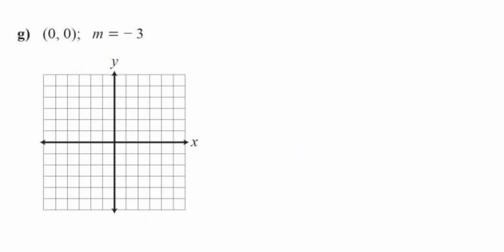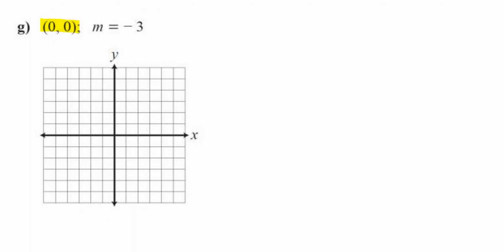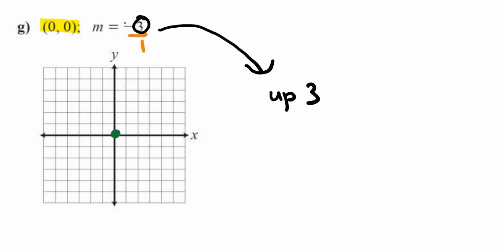Okay, so move on to letter G here. My starting point is 0, 0, so that's right at the origin. And my slope is -3, so that's really -3 over 1. If I go ahead and figure out the direction here, I would always start with the numerator, which is 3. So that means I go up 3. And since I have a negative sign and a 1, that means I go left 1. So up 3, left 1 from that starting point. So up 3, 1, 2, 3, and left 1. 1, 2, 3, and over 1.